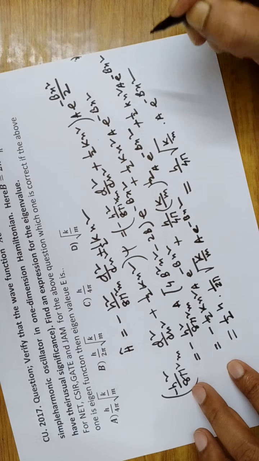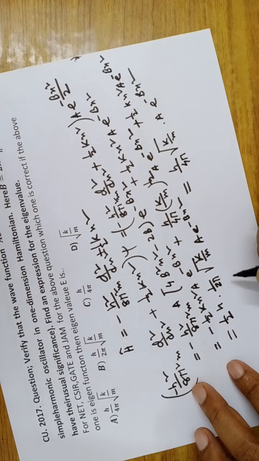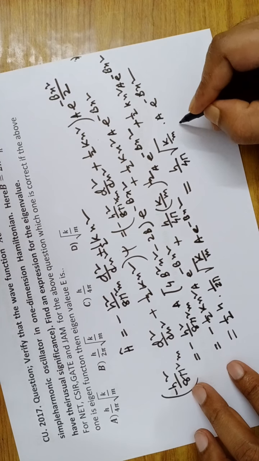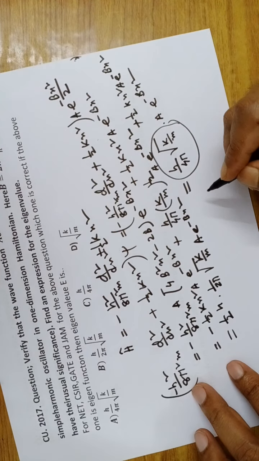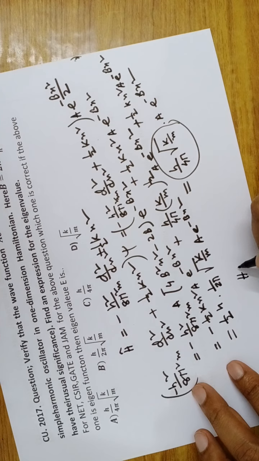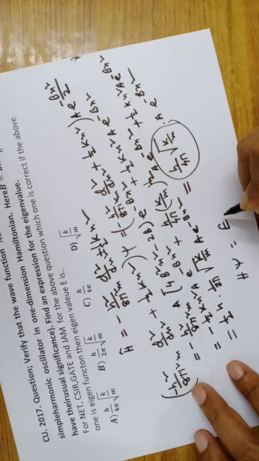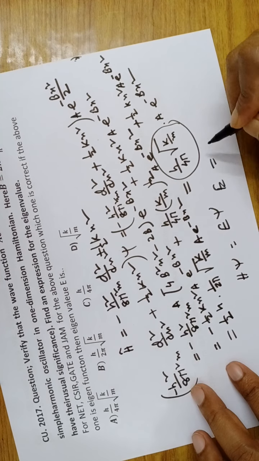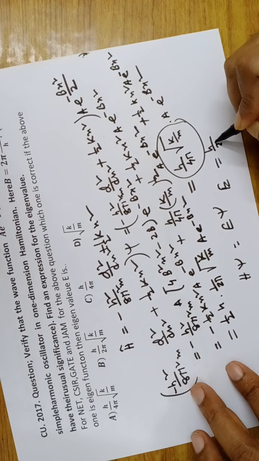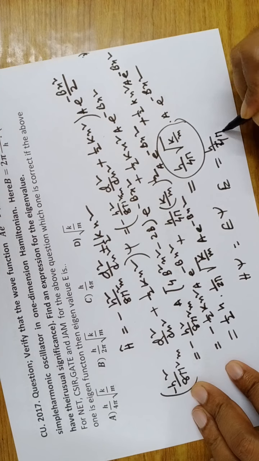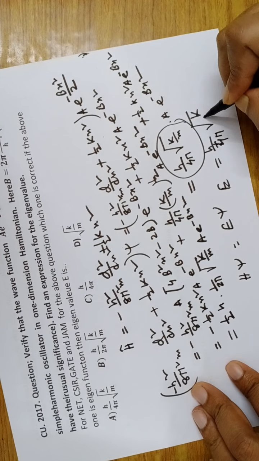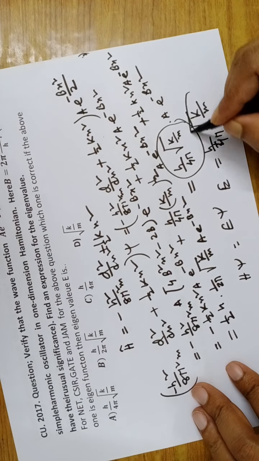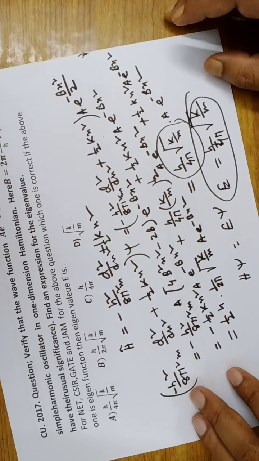So what will be the eigenvalue? This is the eigenvalue actually. So H psi equal to E psi. Comparing this, E equal to h by 4 pi root over k by m. So this is very important. Clear?